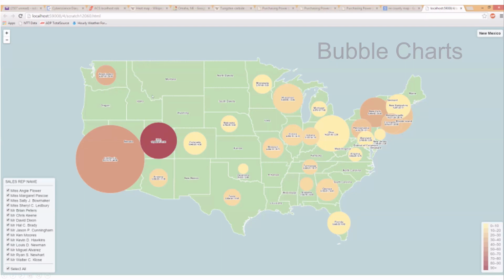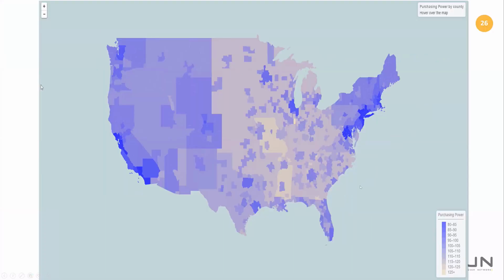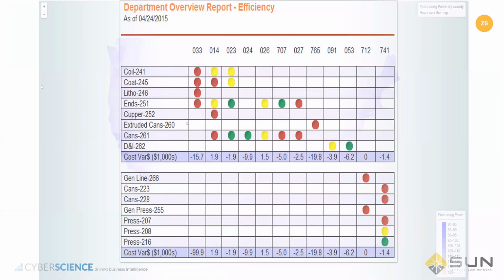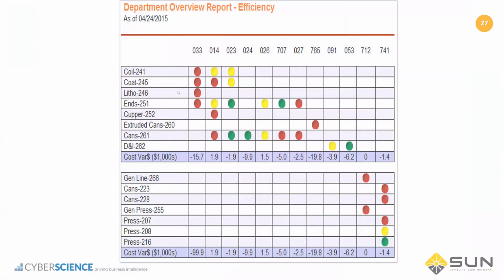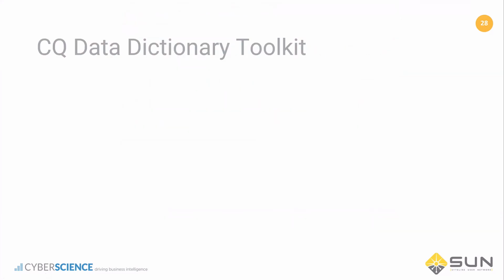Here's an example of a bubble chart superimposed upon a map of the US. Here's a map of the US showing purchasing power by county. And again, users come in, they just click on any of these counties to drill down to get the data they want to see. Here's an example of a scorecard. This is product code going down the left-hand column, unit code 2 going across the top. But again, users come in here, they just click on any of these lights to drill down to see what's going on within that section.